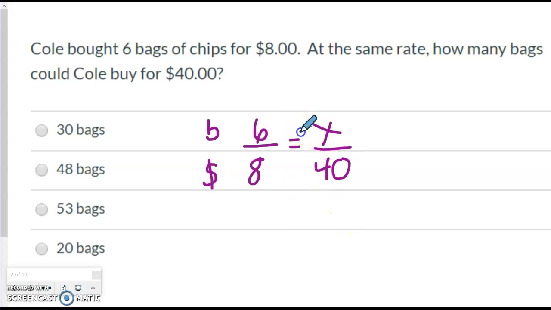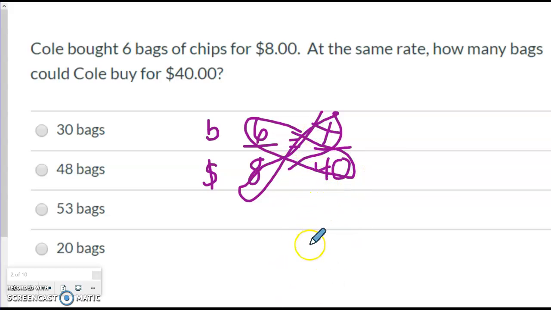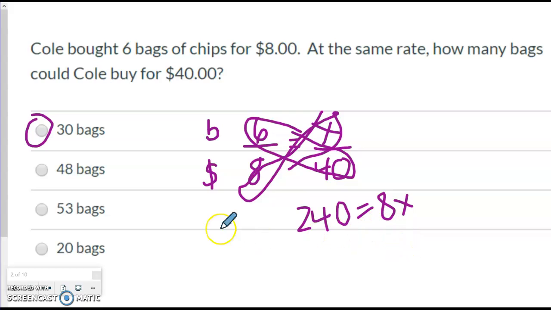You could cross multiply on this. So 6 times 40 equals 8 times x. That would give you 240 for the 6 times 40 equals 8x. So you'd end up dividing 240 by 8, or recognize that 8 times 5 would give you 40. So if we do 6 times 5, we can get our answer 30. We'd get the same thing. 24 divided by 8 is 3, so 240 divided by 8 is 30. So he can buy 30 bags of chips with that amount.